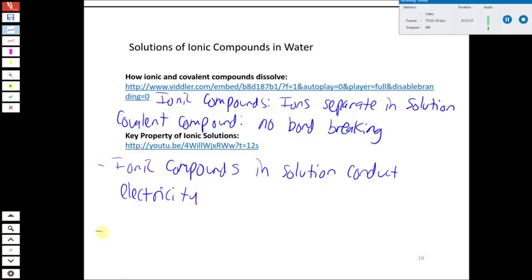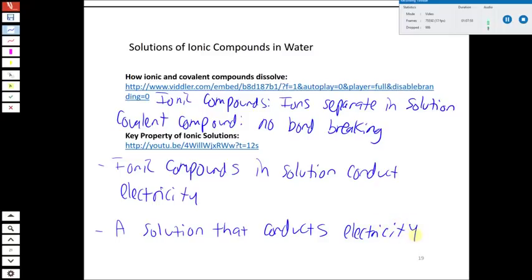Now, any solution that conducts electricity, what we call that is an electrolyte solution. So you've probably heard the term electrolyte before in the context of health and fitness. And what its precise definition is from a chemistry standpoint is it's a substance that, when dissolved in water, will conduct electricity. So any of those substances that conduct electricity when they're dissolved are considered electrolytes.